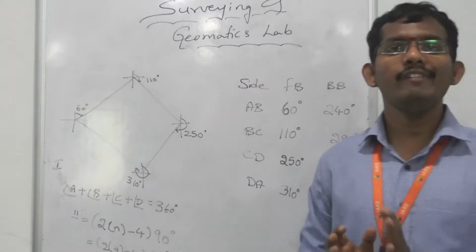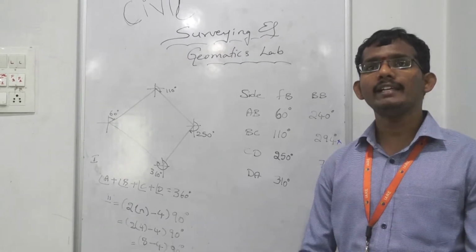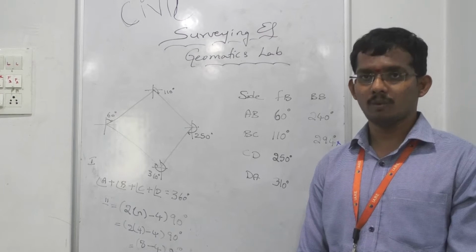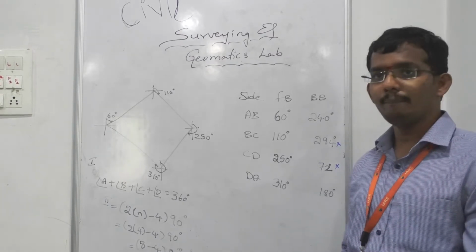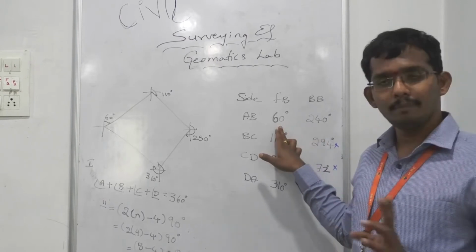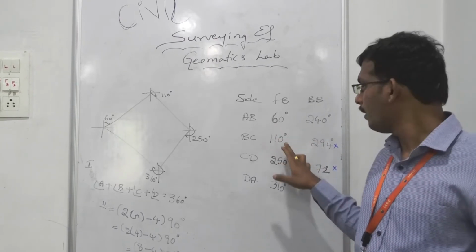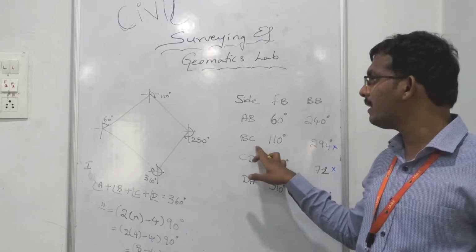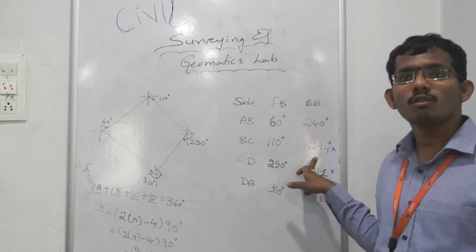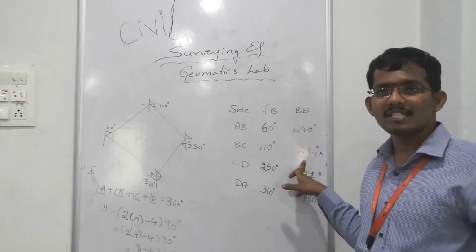We mainly know that the forward bearing and back bearing differ by an angle of 180 degree, plus or minus 180 degree. So, when you compare the difference between forward bearing and back bearing, these two are plus or minus 180, it is satisfied. When you take the forward bearing and back bearing of BC, that is A, B, C, D, you compare these two, which is not plus or minus 180, it is less than 180.